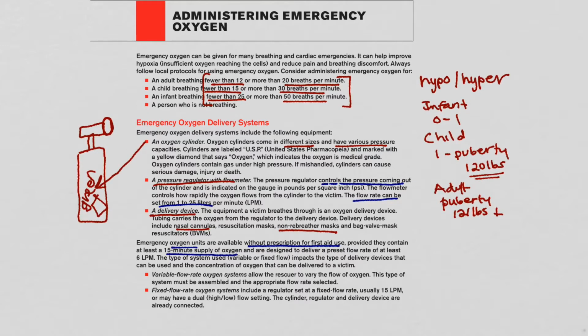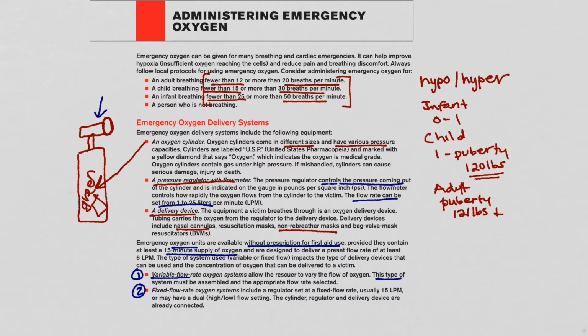There are two different types of delivery systems that you can encounter in the field. The first one is a variable flow rate, and then the second one is a fixed flow rate. As the names imply, one of them is going to allow you to adjust the rate at which oxygen flows, and that would be a variable flow rate oxygen device. The negative to this is that the device actually has to be assembled. So this pressure regulator here will have to be attached to the delivery device. Order it separately as well.